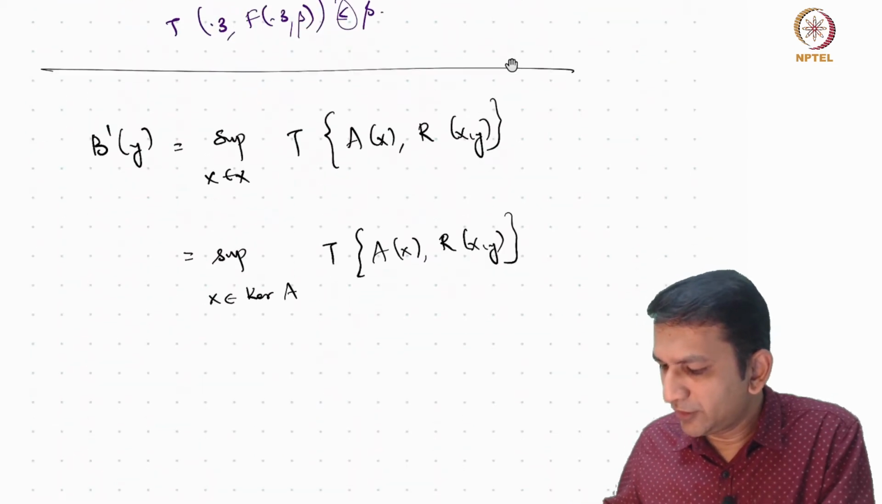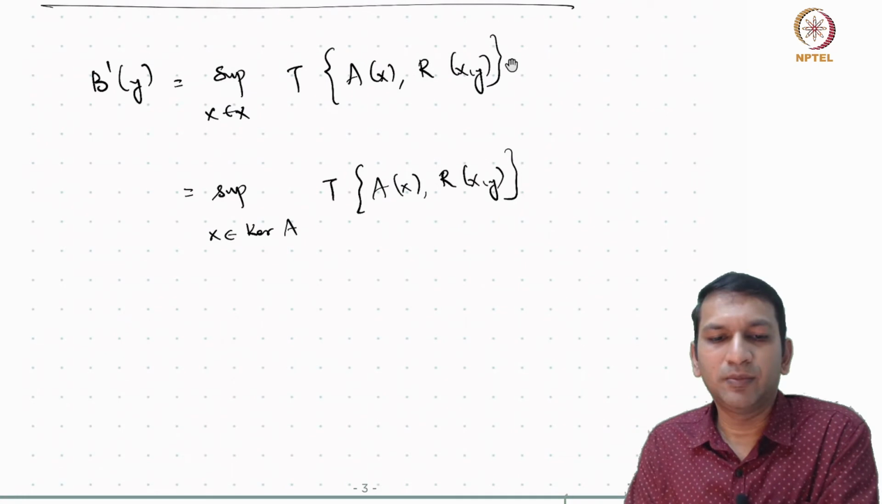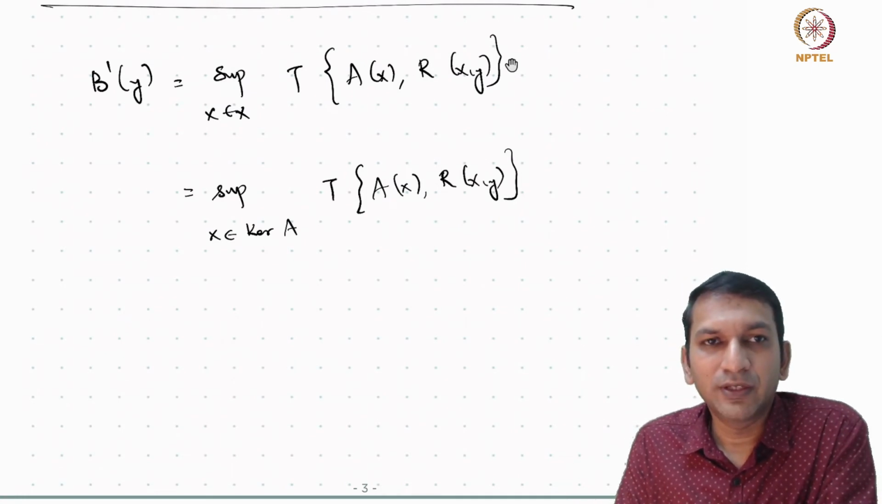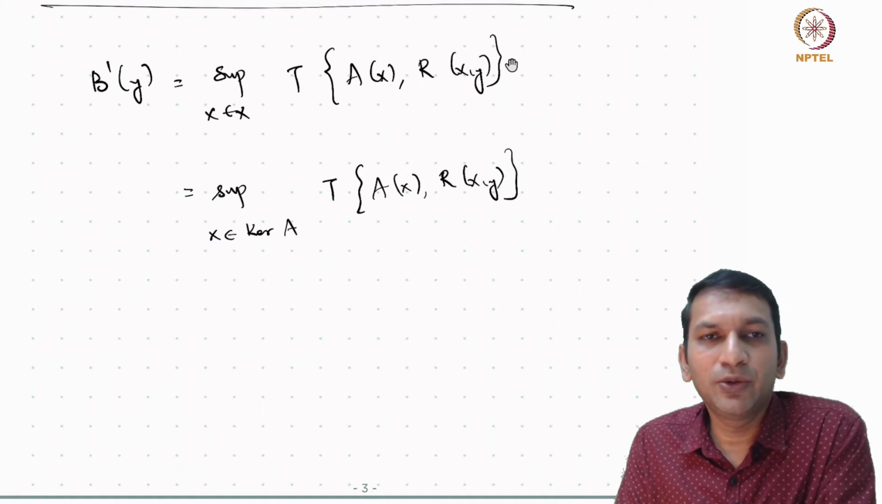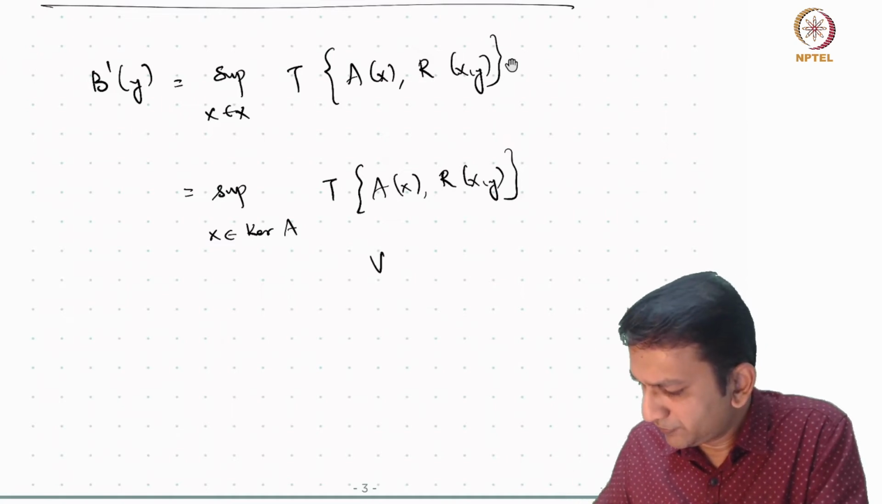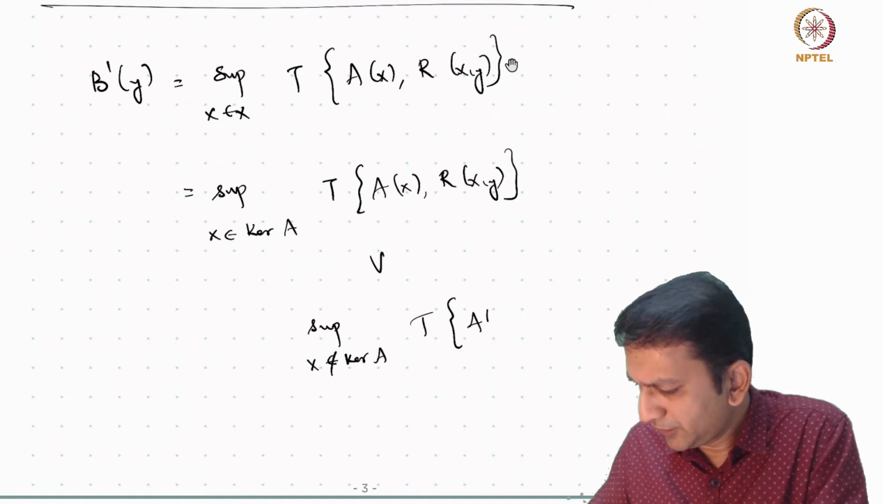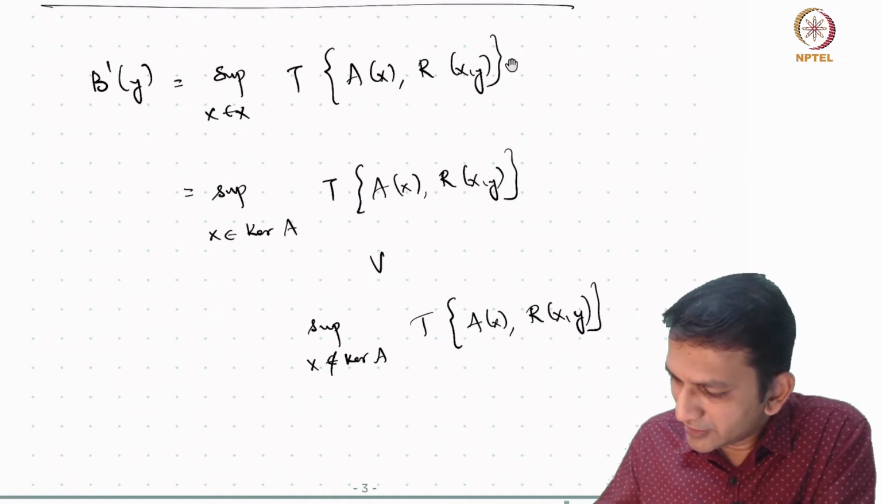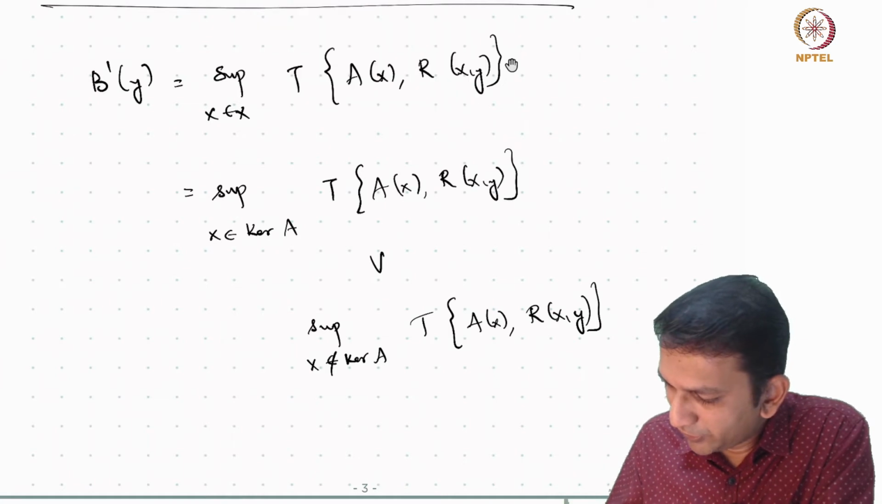Note that kernel of A means the values in the support of A where the membership value is 1 in A, means where A attains normality. This is joined with the supremum over x not in the kernel of A of T of A of x comma R of x comma y. Now, let us fix y0.